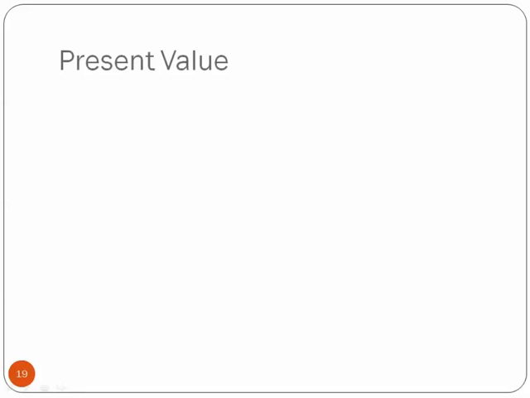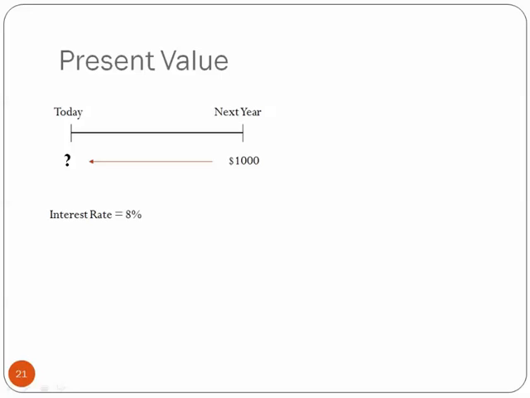So now let's talk about going backwards, the present value. So we know, let's say next year we're going to be receiving $1,000. What would that be worth today? Let's say we have an interest rate of 8%. We know that the amount today, the question mark, times 1.08 equals $1,000. So let's just rearrange this. 1,000 divided by 1.08 equals $926. So $1,000 next year is equal to $926 today, given this interest rate of 8%.